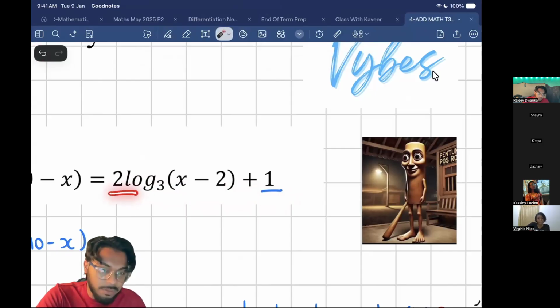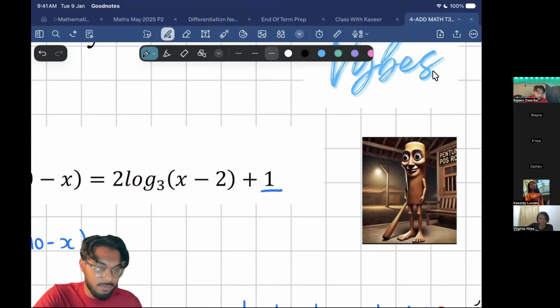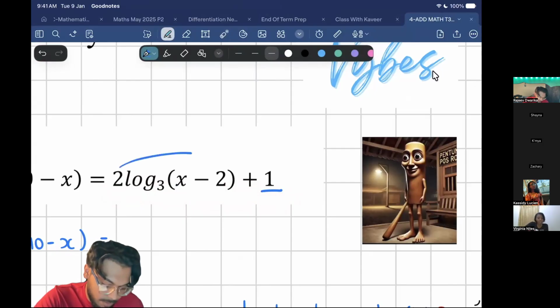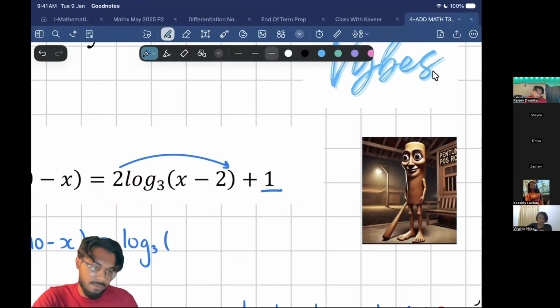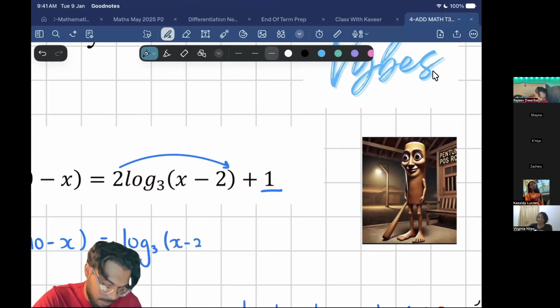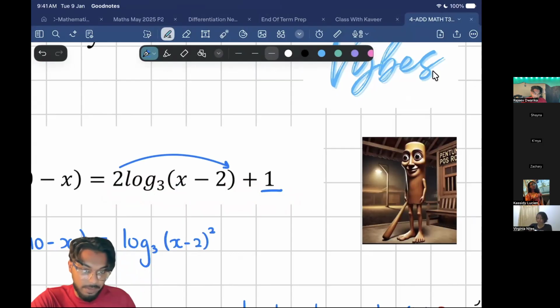Furthermore, you're seeing a 2 in front. We have to deal with that too. Use the power rule. That's going to be log base 3 of what? (x minus 2) squared.